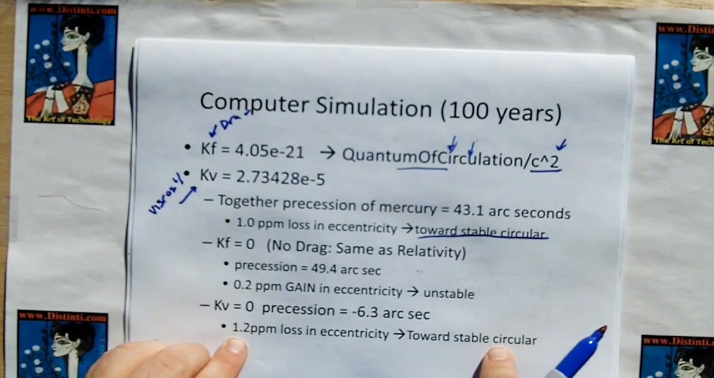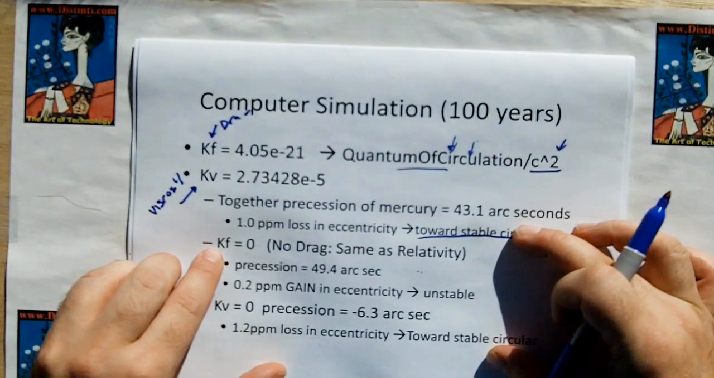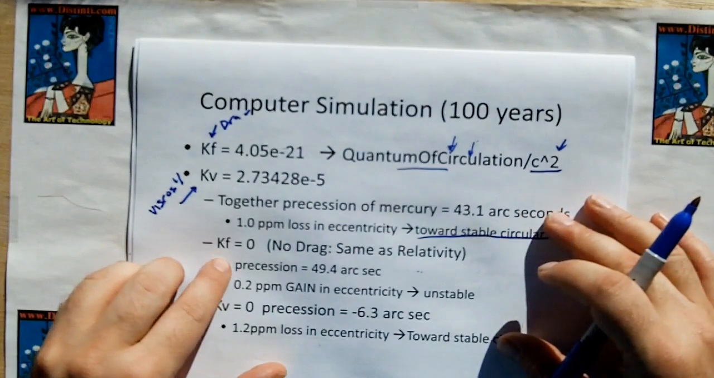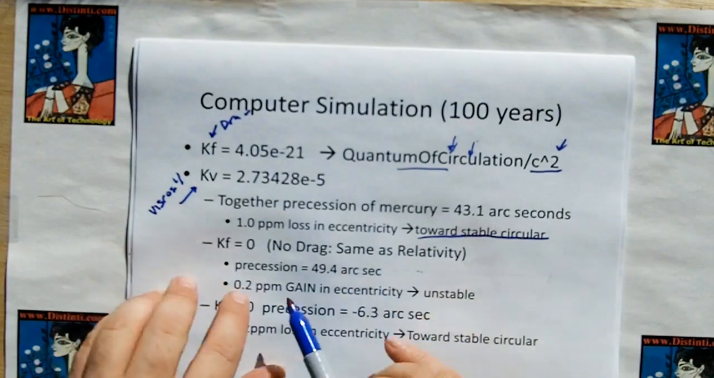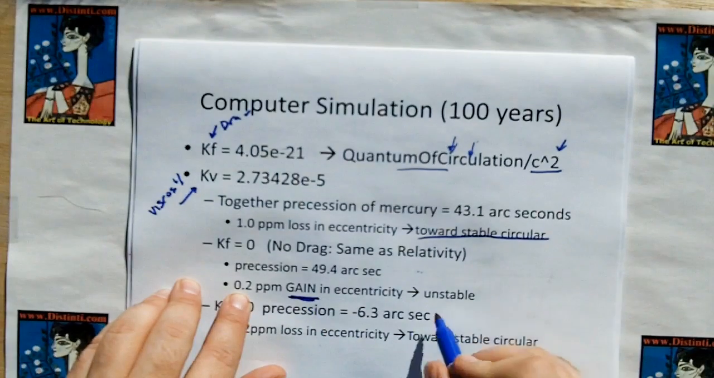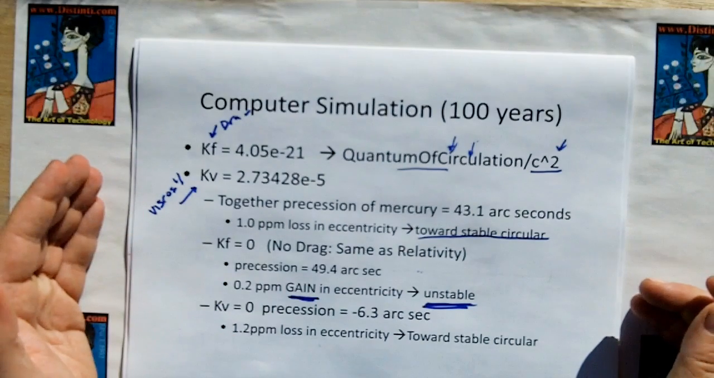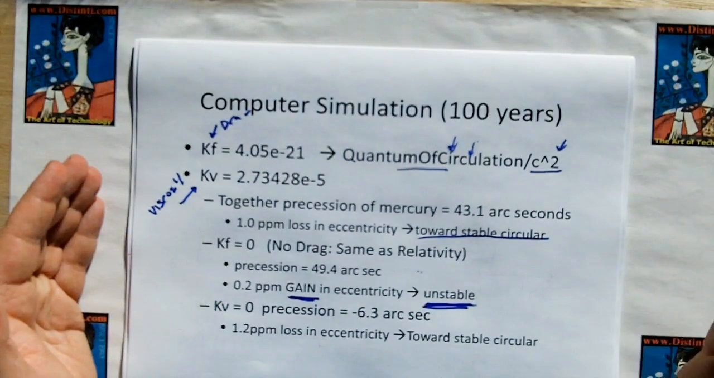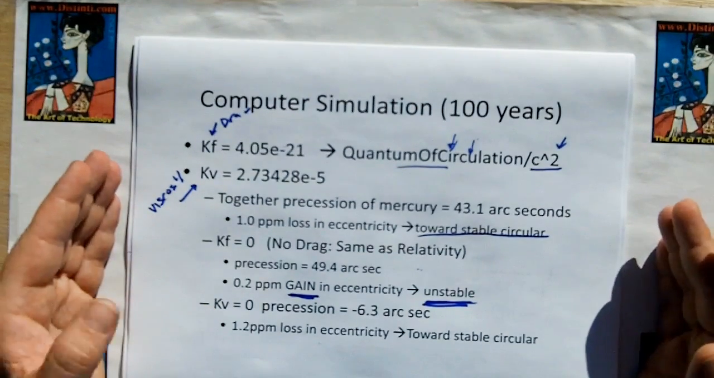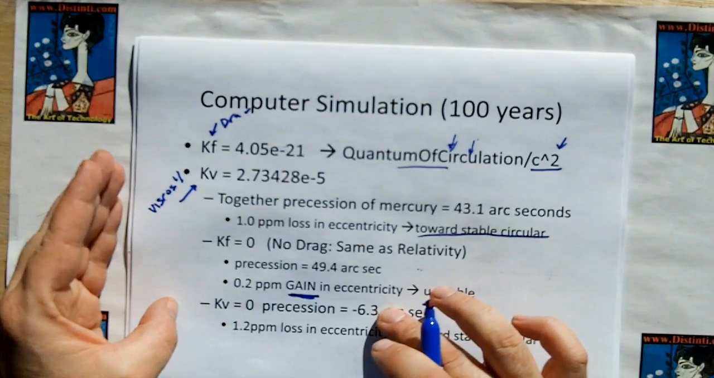So this drag is very important to get us a stable orbit, because if I set the friction or the drag to 0, which would be almost the same thing relativity would predict, we get 49.4 arc seconds, but we get a 0.2 part per million gain in eccentricity, which means we're unstable. That blew me away, because that means relativity does not predict the drag like ethereal mechanics does, and therefore if we have a gain in eccentricity, a gain in orbital energy, these planets would normally be thrown out of orbit.